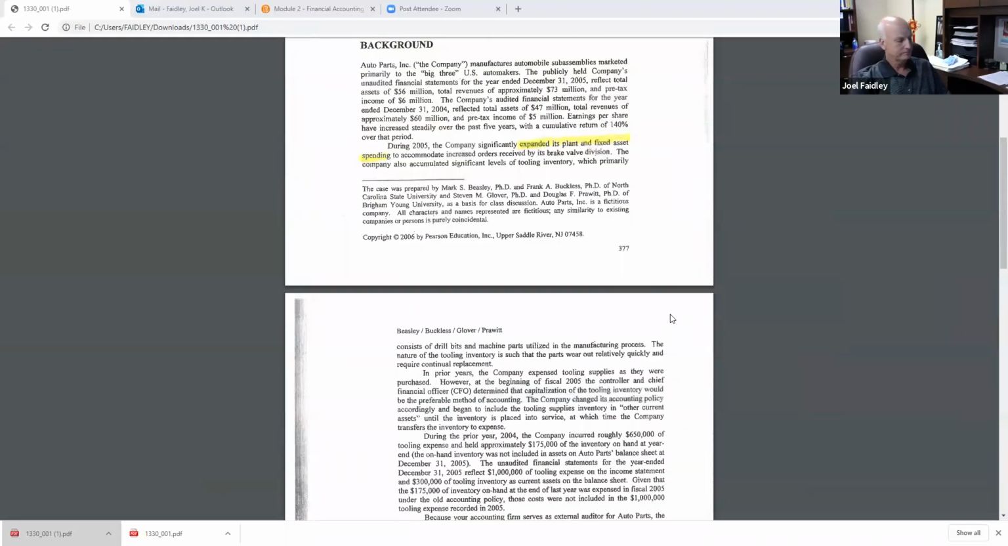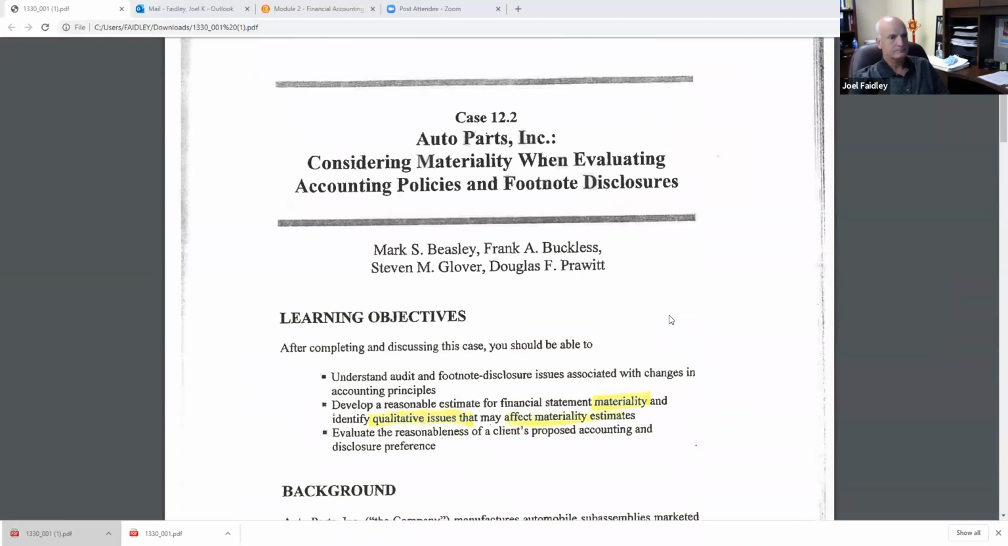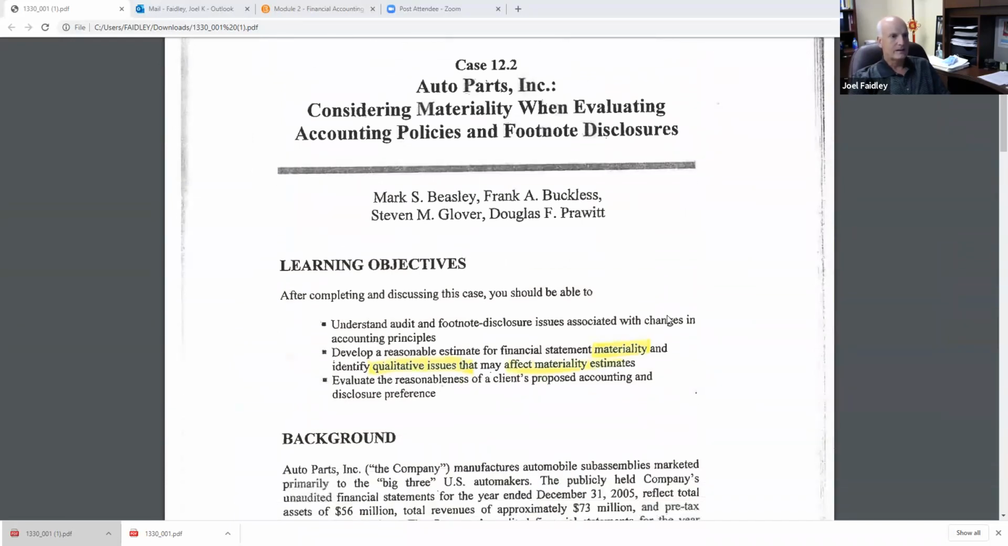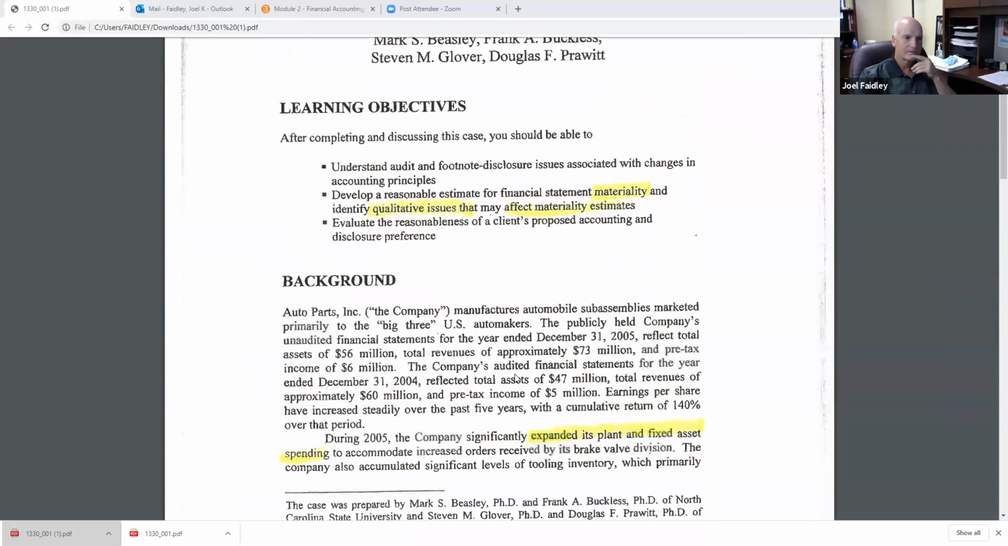So let me share that case here. Go back to the beginning, make a couple comments here. Now, I've actually highlighted there in yellow, materiality. What's the estimate for materiality, which is quantitative, that you're going to calculate? And I've given you a link for that, give you some idea. And what are some qualitative issues that affect materiality estimates? But what's happened here is this company is expanding its plant and fixed asset spending, which is obviously an asset, but they're also going to significantly increase the level of tooling inventory.